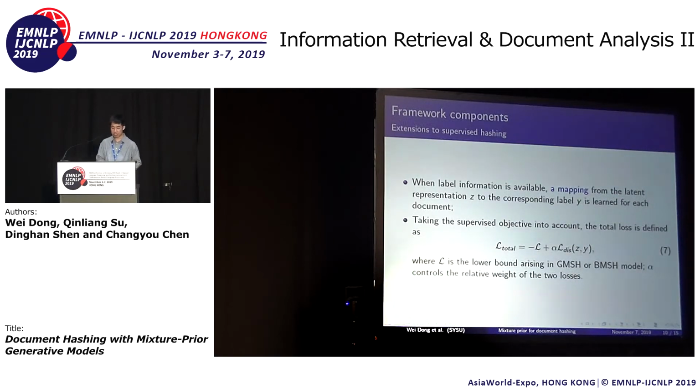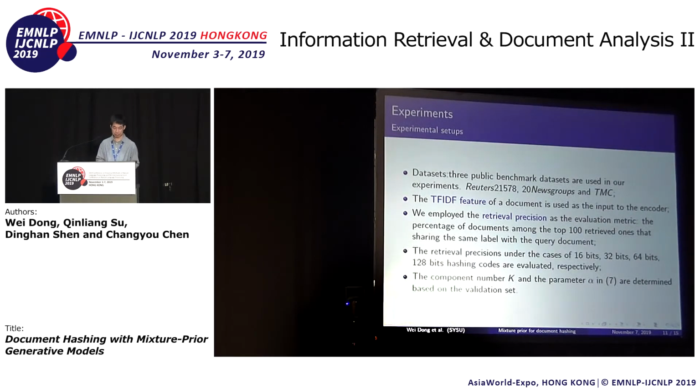When label information is available, it can be further leveraged to learn a more expressive binary code, since labels provide extra information about the similarity between documents. Specifically, a mapping from the latent representation Z to the corresponding label Y is learned for each document. Taking the supervised objective into account, the total loss is defined as equation 7, and we have a parameter alpha to control the relative weight of the two losses.